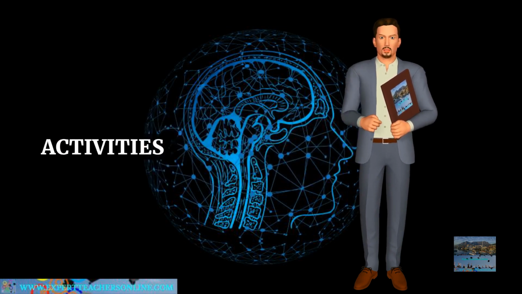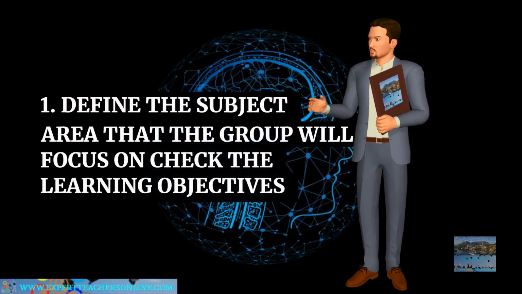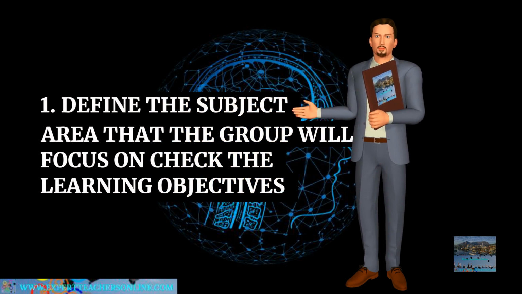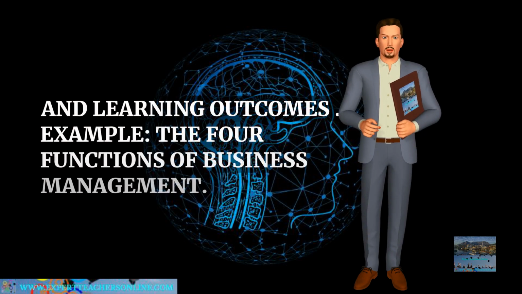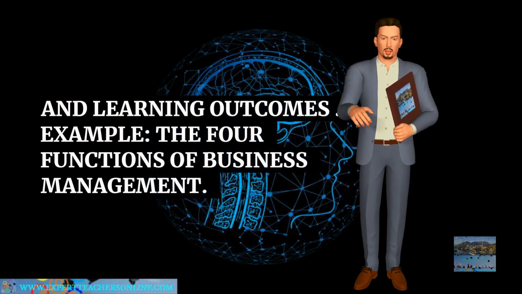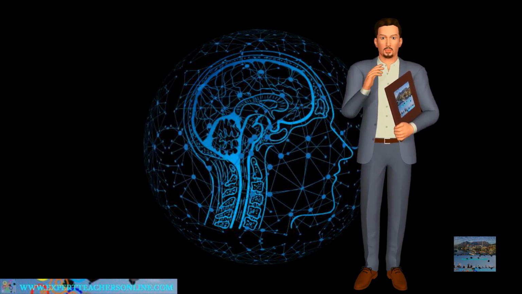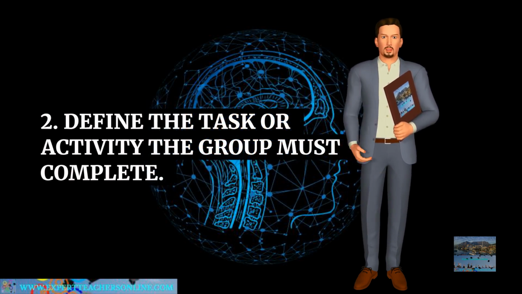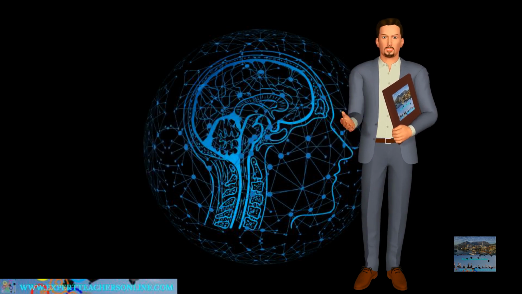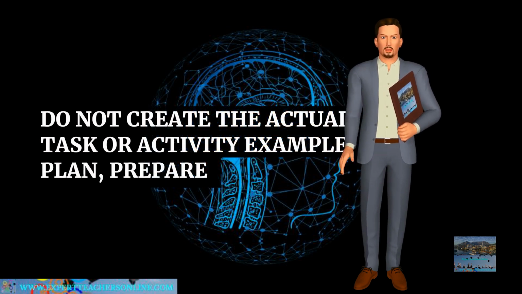Designing group activities. 1. Define the subject area that the group will focus on. Check the learning objectives and learning outcomes. Example: the 4 functions of business management. 2. Define the task or activity the group must complete. Do not create the actual task or activity.